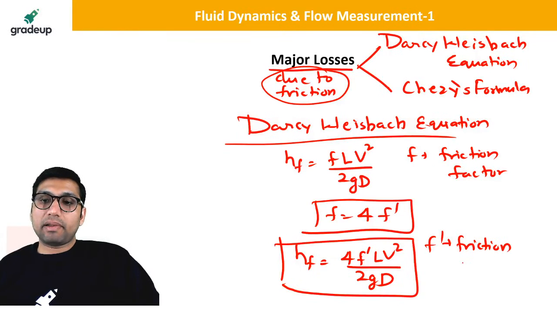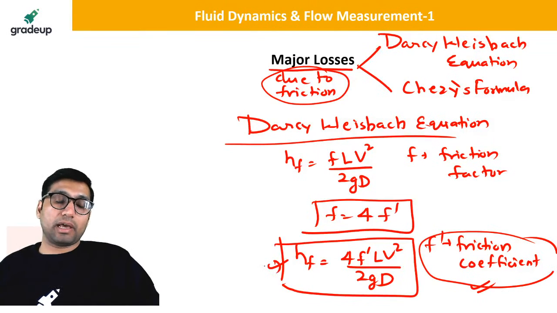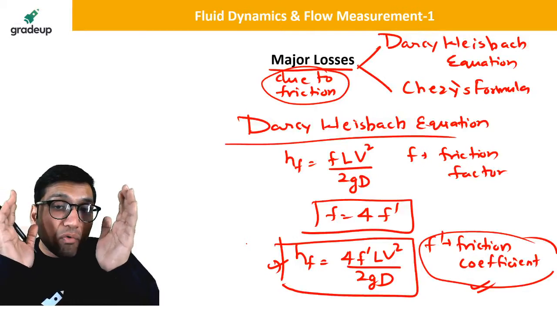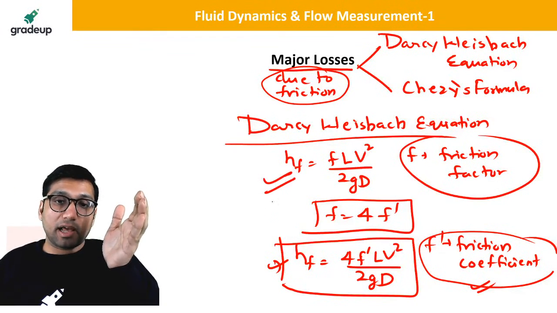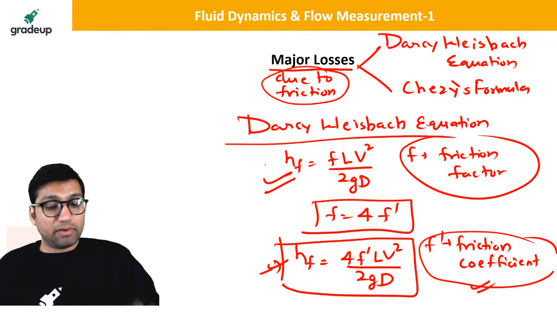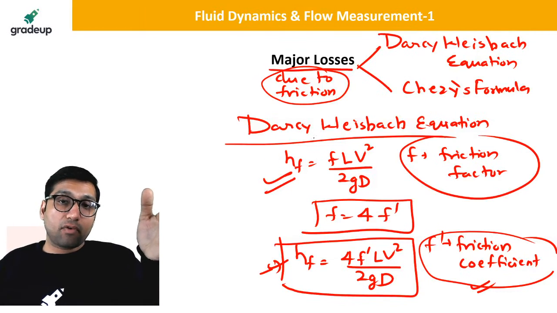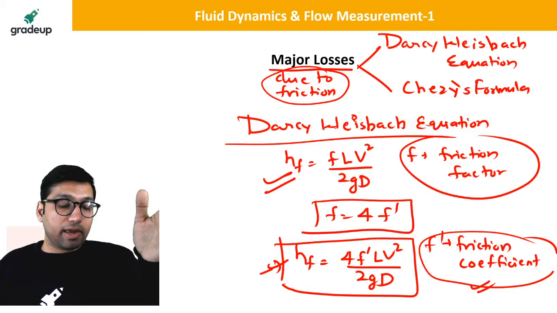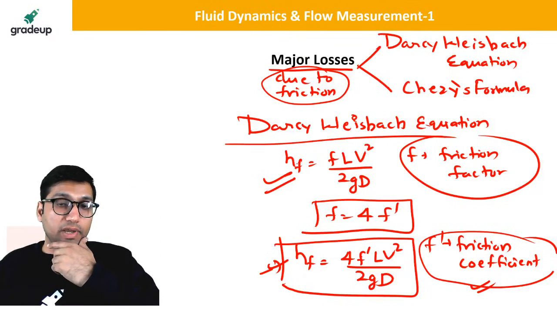Sometimes in your exam they will be giving you the friction coefficient, not the friction factor. To remember which formula to use, you have to remember what they have given. If they have given the friction factor, you have to use this formula. If they have given the friction coefficient, you have to use this formula. Clear everyone? So you have to be very careful about what is being given in the exam. They can ask you to find the head loss due to friction. You can use both of these formulas.